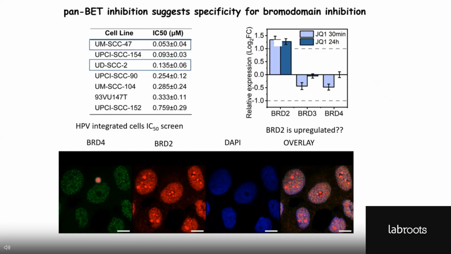Then we looked at localization. BRD4 was fairly present all over the place, which is as expected, but surprisingly, BRD2 actually got sequestered in regions where DAPI was not stained. In DAPI-refractile regions, you see BRD2 sequestered, and we do not currently know why, but we're exploring the idea of why BRD2 sequesters in these DAPI-refractile regions.